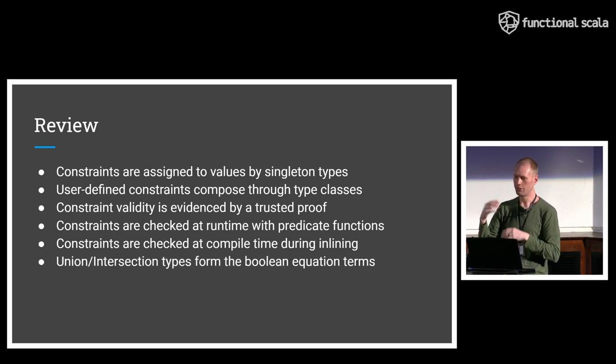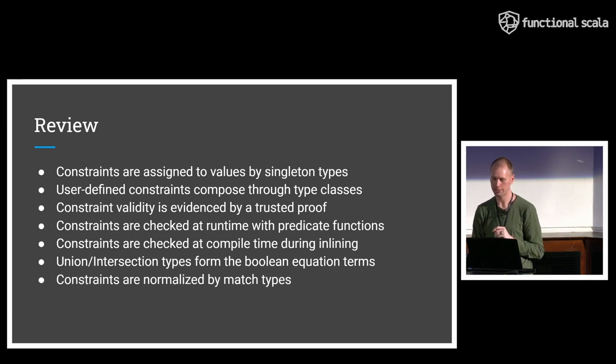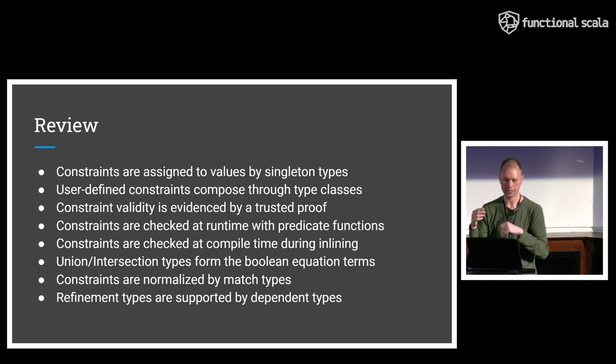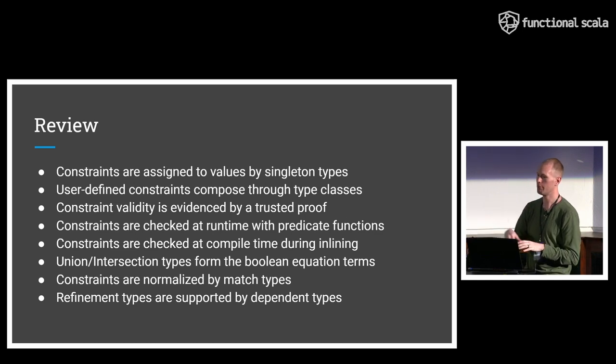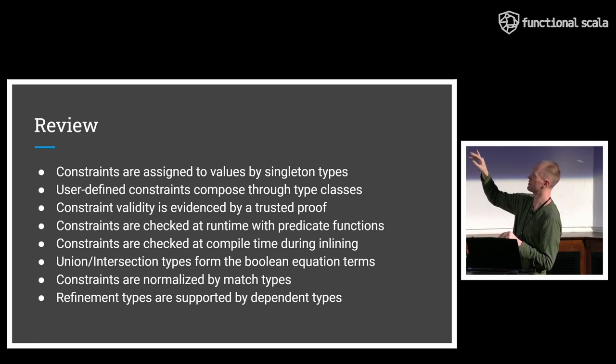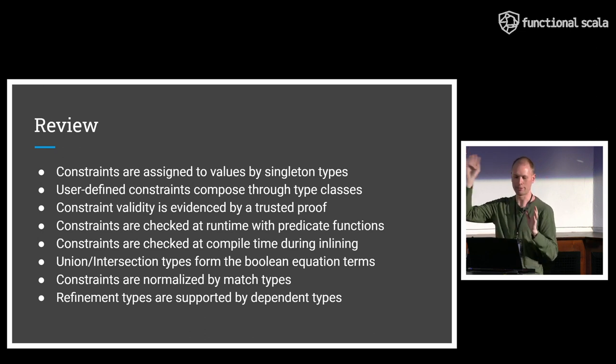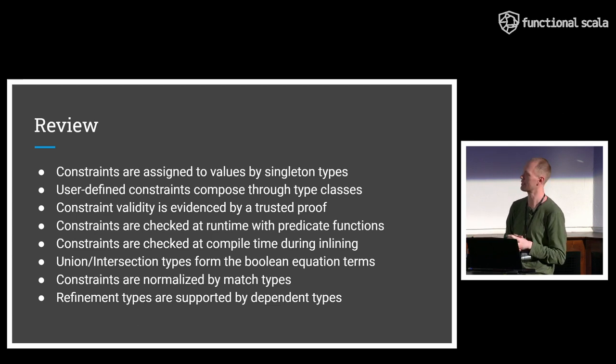And union and intersection types form the Boolean equation terms. And constraints are normalized by match types. And refinement types are supported by dependent types. And I don't know about you, but when I look at all the technologies that Scala has to model these things, I don't know if I'll ever use another programming language that supports match types, dependent types, type classes, singleton types, all these things that are needed to make things like this work. I think it's pretty cool.